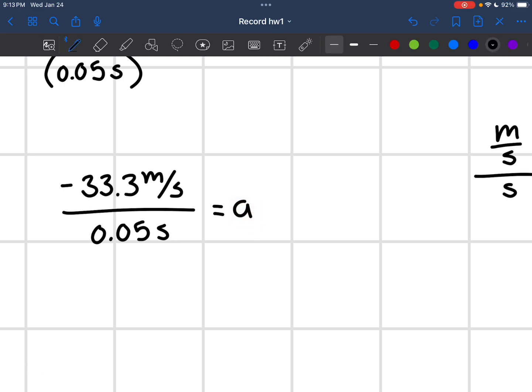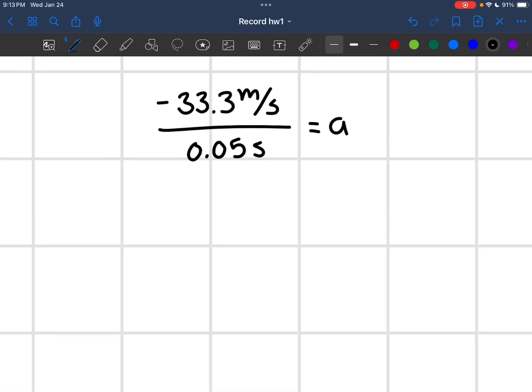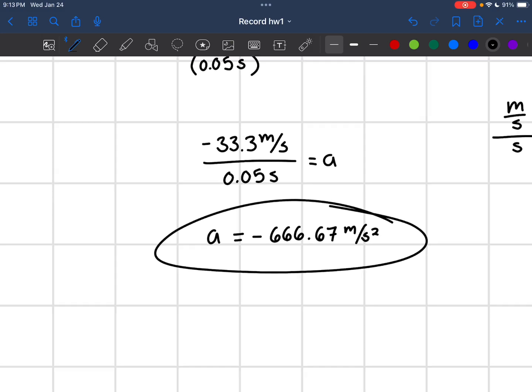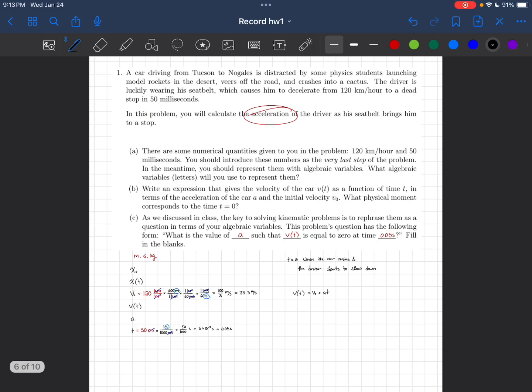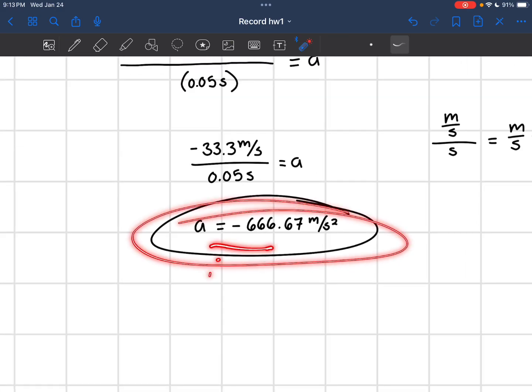So the last thing is punching this into a calculator, and we're going to get that my acceleration is minus 666.67 meters per second squared. All right, and like I said, what is the value of blank? What am I going to circle? I finished my problem and I circled my acceleration, right?